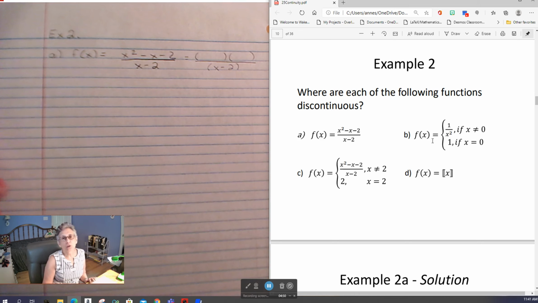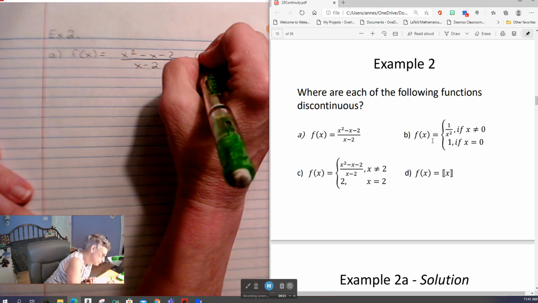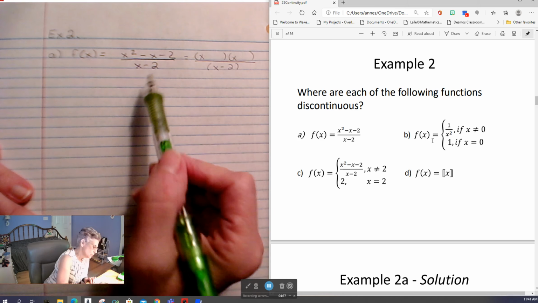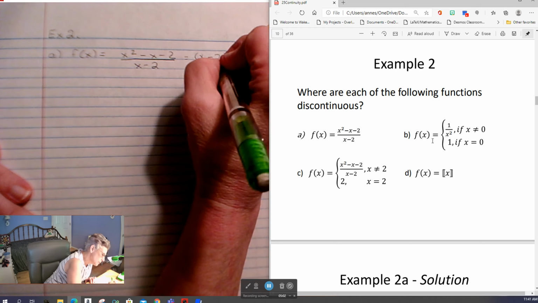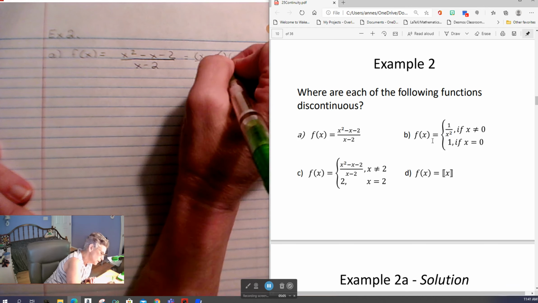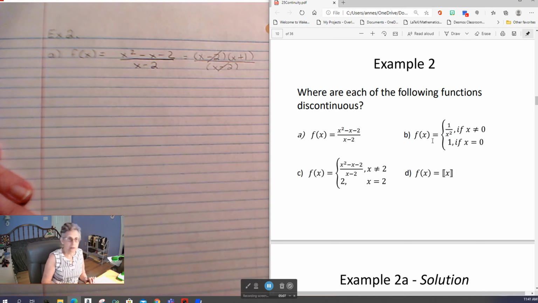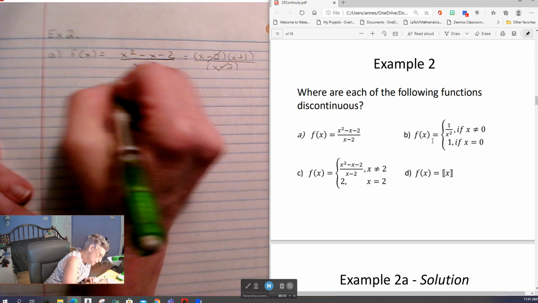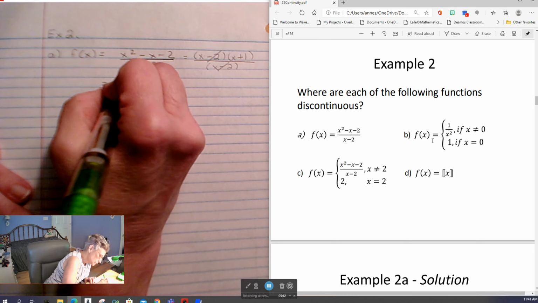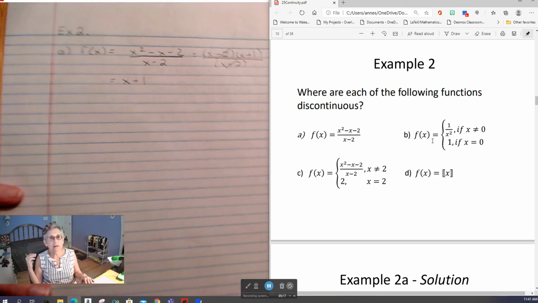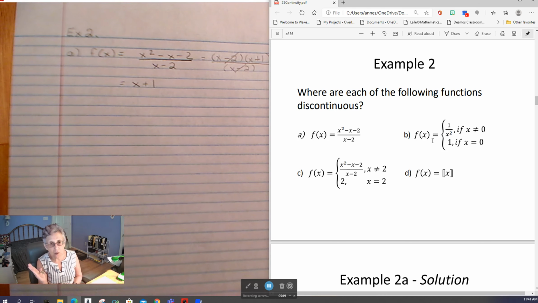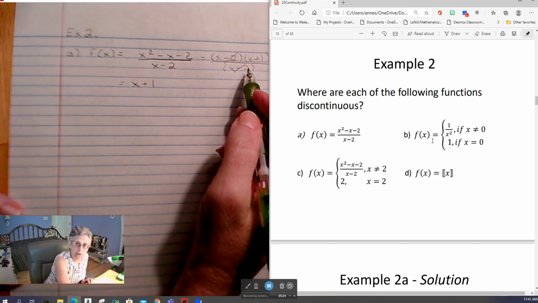So I see if the numerator will factor, and if it does, I see if I can cancel something. Two numbers whose product is -2, whose sum is -1: minus 2, plus 1. Cancel, cancel. So the graph of f of x looks exactly like the graph of the line x plus 1, except that it has a hole when x is equal to 2.